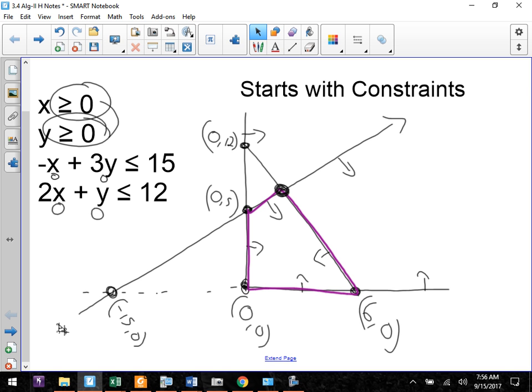Oh, actually, it was this week, wasn't it? Holy cow, that seems like so long ago. Anyway, so we're going to solve a system of equations.